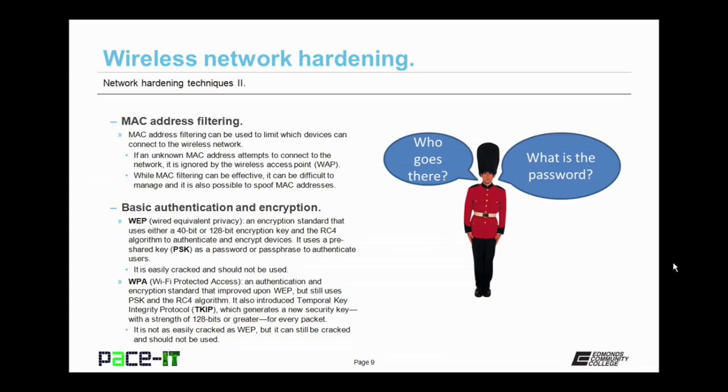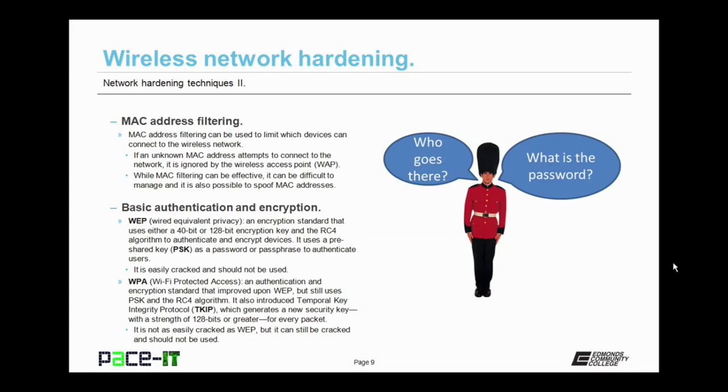First up is WEP, or Wired Equivalent Privacy. It's an encryption standard that uses either a 40-bit or 128-bit encryption key in the RC4 algorithm to authenticate devices and encrypt transmissions. It uses a pre-shared key as a password or passphrase to authenticate users. WEP is easily cracked and should not be used. As a matter of fact, WEP can be cracked in minutes.